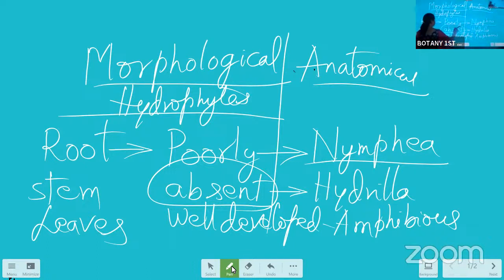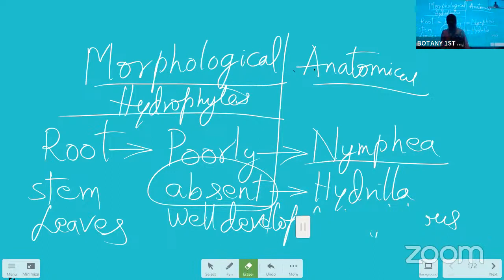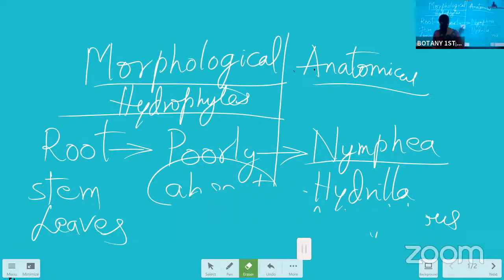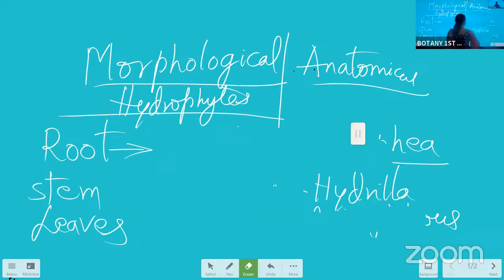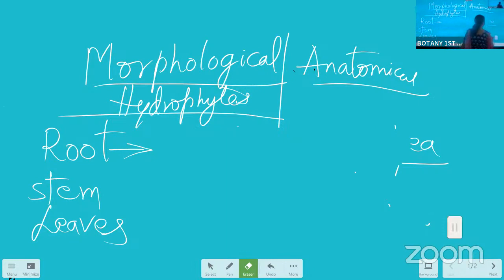Now comes the next one. Usually the root system has a root cap at the bottom, but in hydrophytes it is not seen. Instead of root caps, root pockets are present. In which plants do we see this type of root pockets? That is also very important.